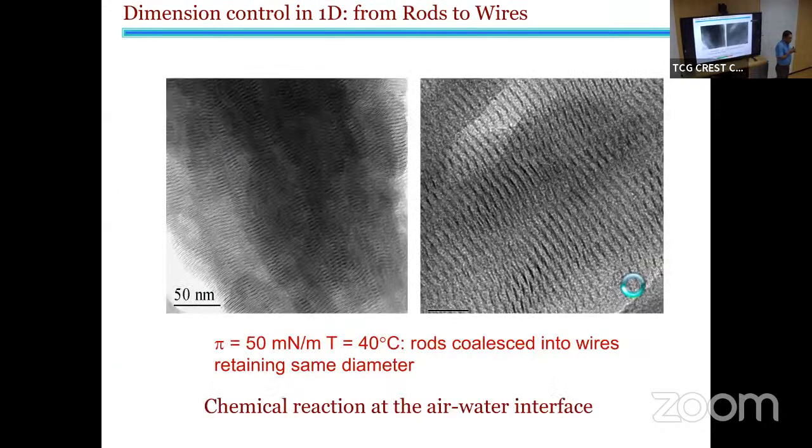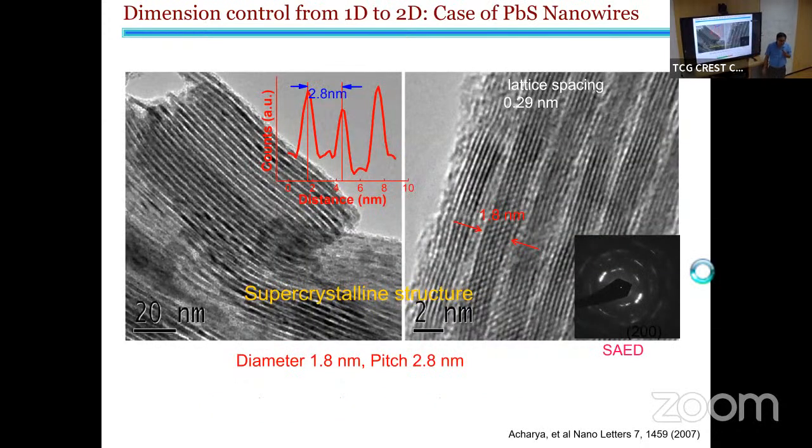So at this point, we thought, okay, let us give some amount of energy in the form of heat to this monolayer. So we just heated it just above the ambient temperature, at 40 degrees Celsius, and we found that all these nanorods basically merged into nanowires retaining the same 1.2 nanometer diameter. That means we can induce a coalescence reaction to make the nanorods into nanowires retaining the same diameter, which is pretty interesting. So if this works for the nanorod to nanowire conversion, it should also work for the nanowire to two-dimensional nanosheet conversion. So we have done that also.